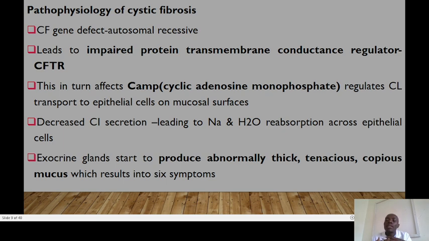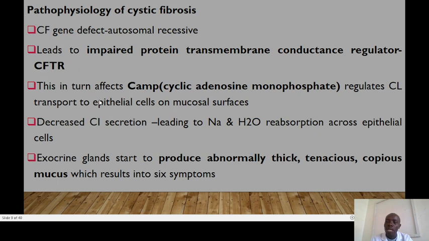And then after we have this, it will lead to impaired cystic fibrosis transmembrane conductance regulator, okay? The one that we abbreviate as the CFTR. This in turn will affect the cyclic adenosine monophosphate, which normally regulates the chloride transport to epithelial cells on mucosal surfaces. So this will lead to decreased chloride secretions and water and sodium reabsorption across epithelial cells. Remember, exocrine glands will now produce abnormally thick, tenacious, copious mucus, which results in about 6 symptoms.